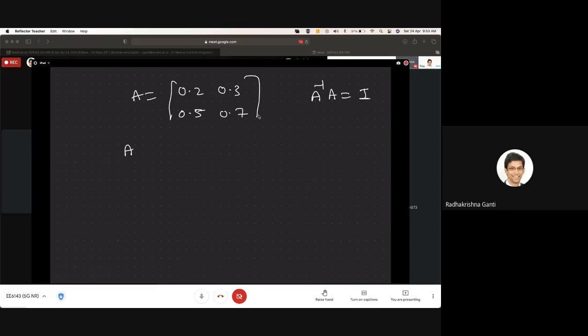What is A transpose or A Hermitian? It is not complex, so A Hermitian or A transpose will be the same: 0.2, 0.5, 0.3, 0.7. Essentially, the columns become the rows and the rows become the columns. You can try this out. A Hermitian into A will not be equal to identity in this particular case.